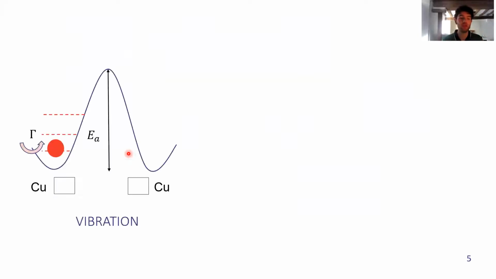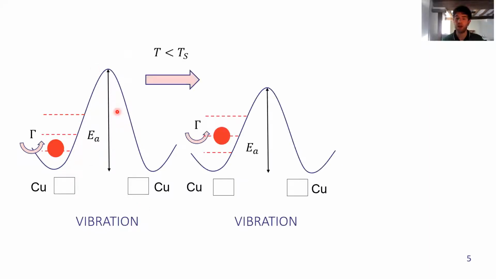To understand a little bit better what's happening, we can go from classical to quantum and think about vibrational energy levels. And so we start in the ground state with a given activation energy barrier. As we increase the temperature, we go in a higher excited state and lower the activation energy barrier. We're still vibrating here.